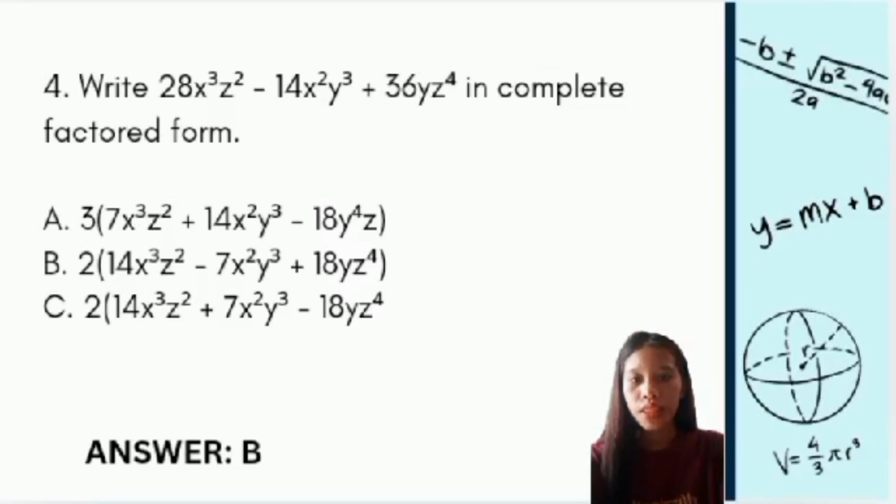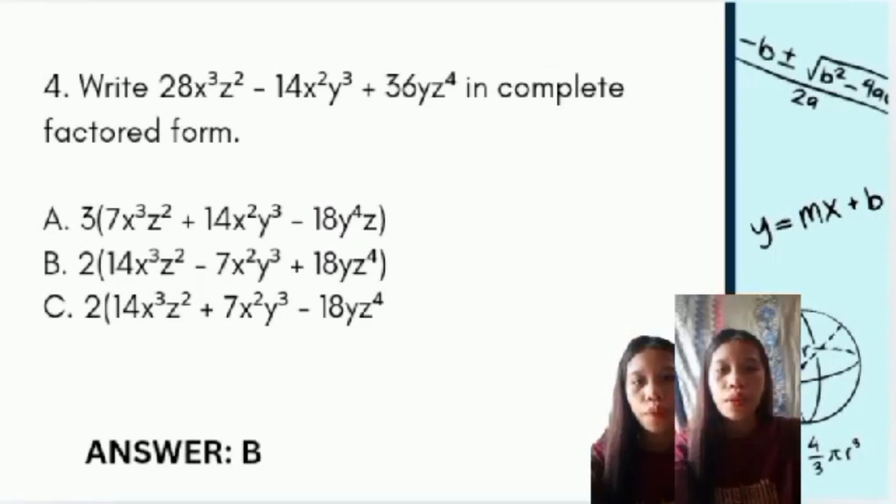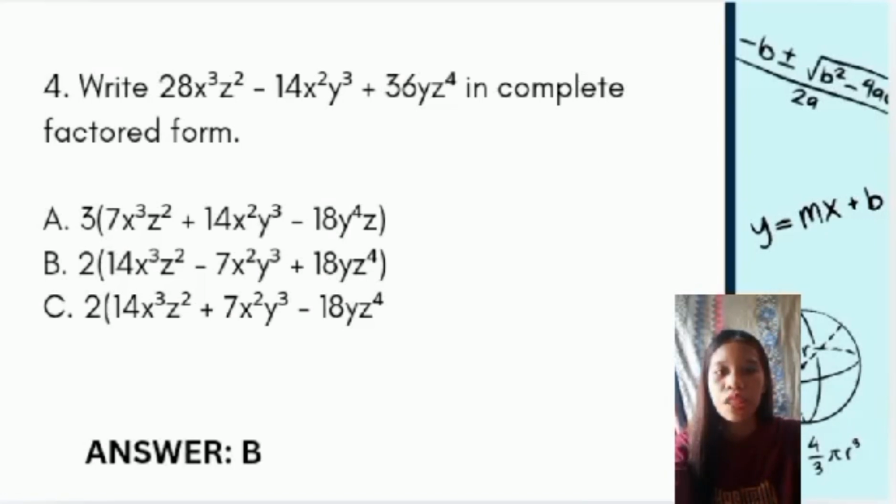The 4th question is all about factoring by the greatest common monomial. The question is, factor 28x cubed z squared minus 14x squared y cubed plus 36yz to the power of 4. The answer to this question is B. When we factor the greatest common monomial, a single term that divides every term in a polynomial, once identified, you factor it out from each term of the polynomial.